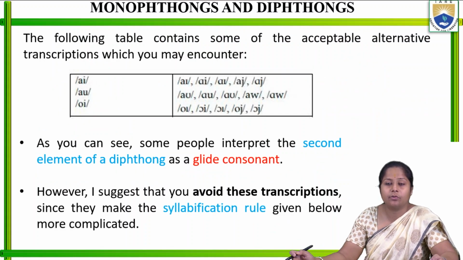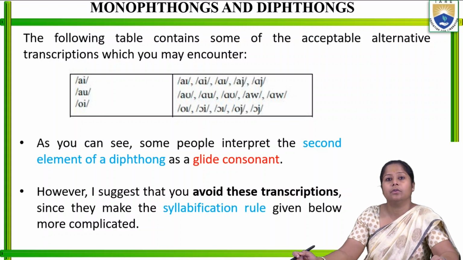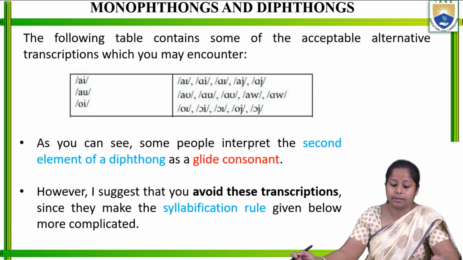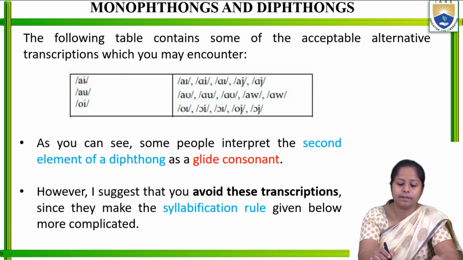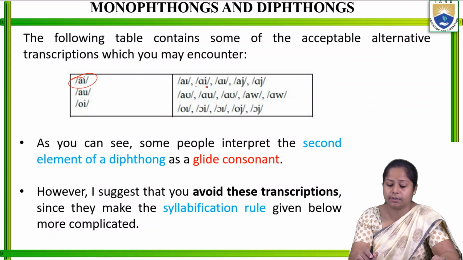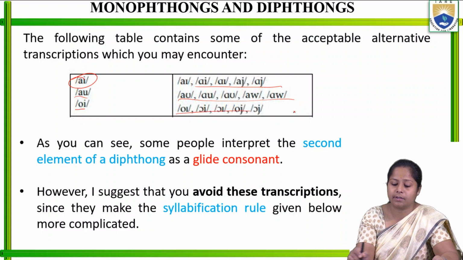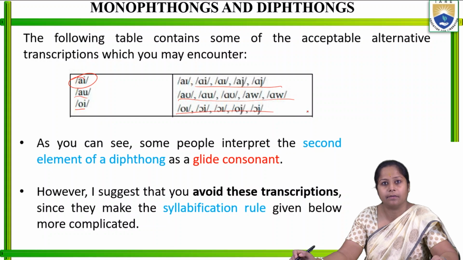Now the following table contains some of the acceptable alternative transcripts. They are the same words whose transcripts we have seen. So AI is replaced by these, AU is replaced by these with respect to different languages, and OI is written like this.